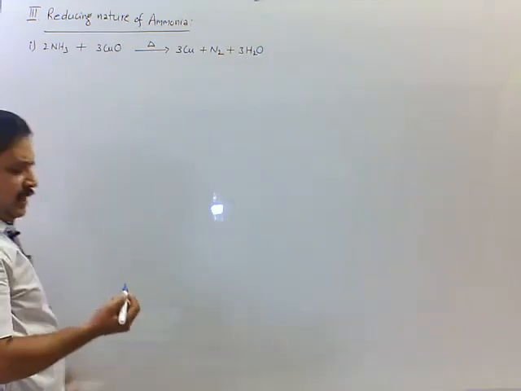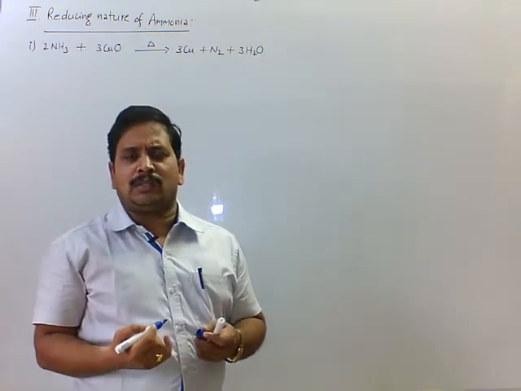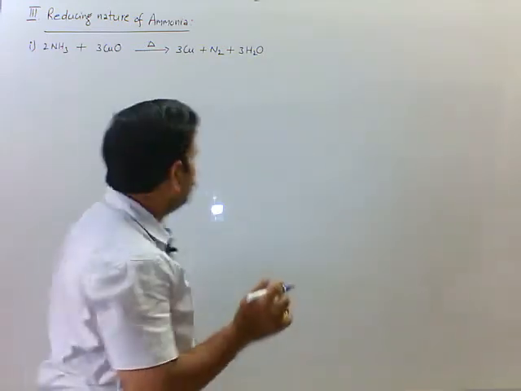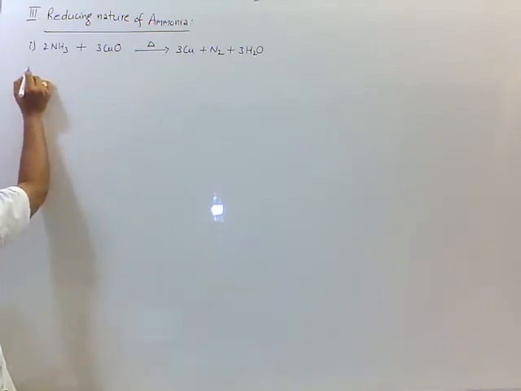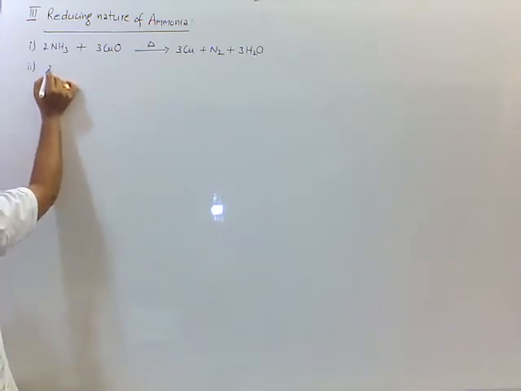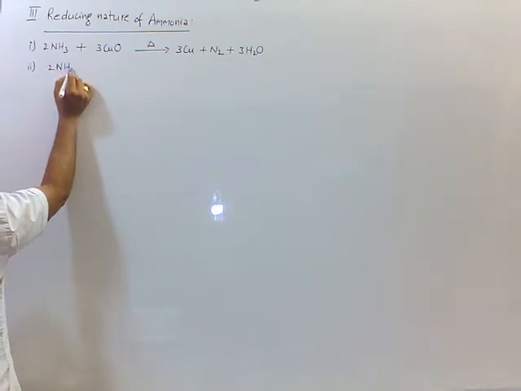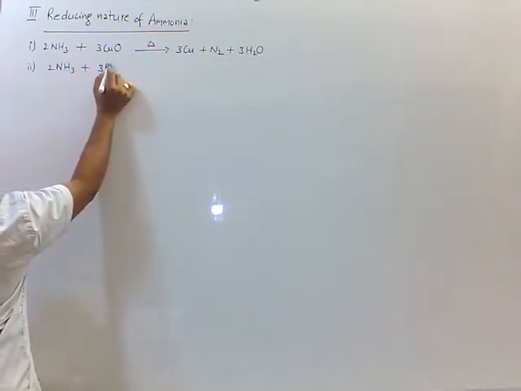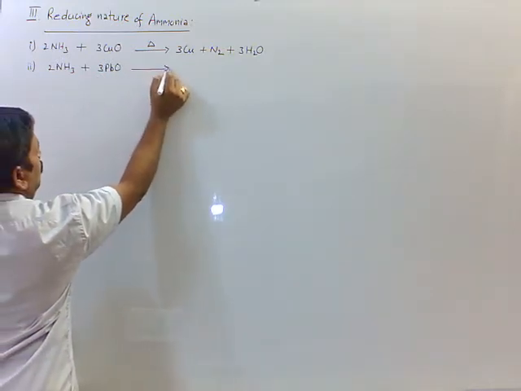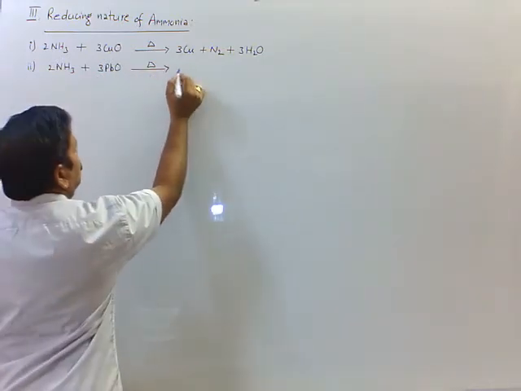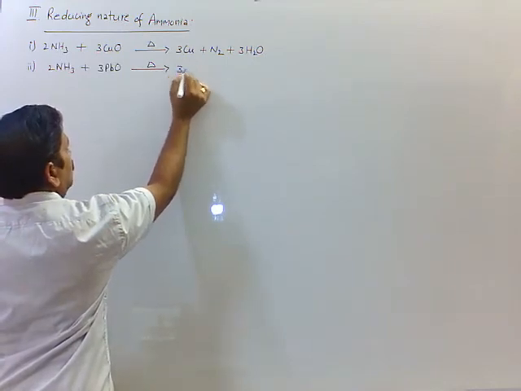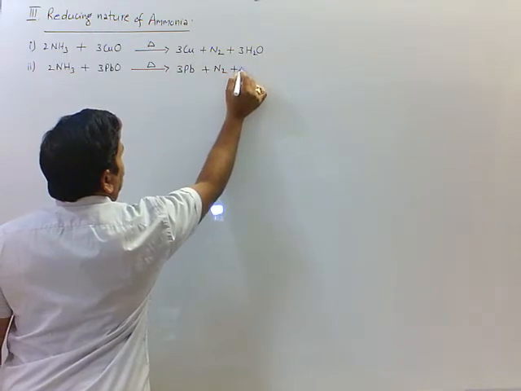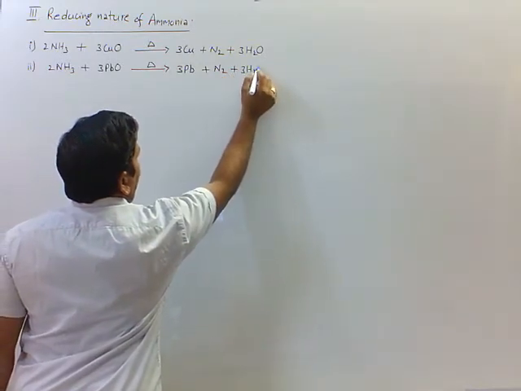And the second one is ammonia reduces lead oxide to lead metal. 2NH3 plus 3PbO on heating gives 3Pb plus N2 plus 3H2O.